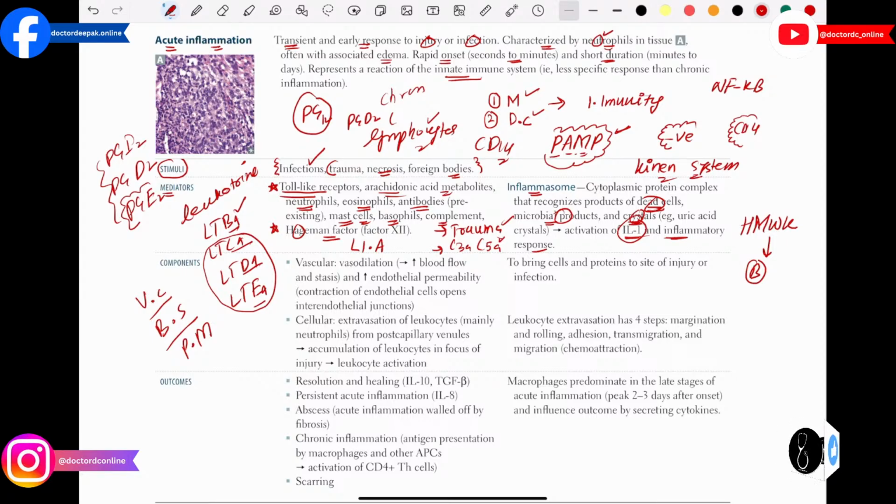Then after that, we have to understand the components of acute inflammation. That is very, very important. So the first component is vascular. What is the meaning of vascular? Basically, in inflammation, your blood vessels are going to vasodilate, and when your blood vessel is dilated, it will lead to increased blood flow and stasis.